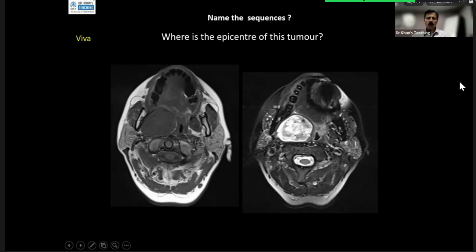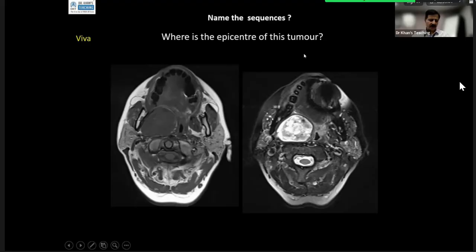Right. I'd like to look at the contrast. Okay, fine. Now, basically the answer to my question is that you feel that this lesion is in the masticator space, correct? I thought it's the deep lobe of parotid, but yes, there is a bulk of the mass in the medial aspect of the masticator space.